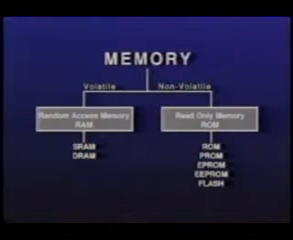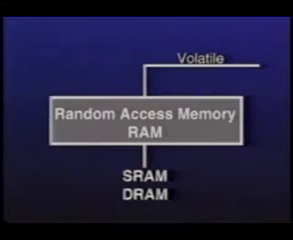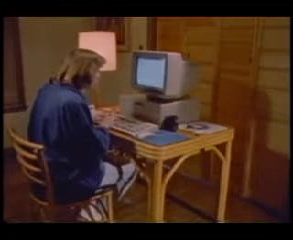In semiconductor memory, there are two principal types of circuits. Random access memory stores data that can be easily erased or updated.